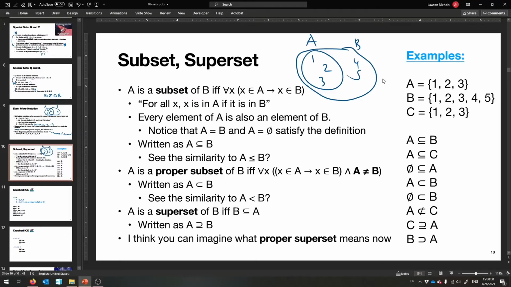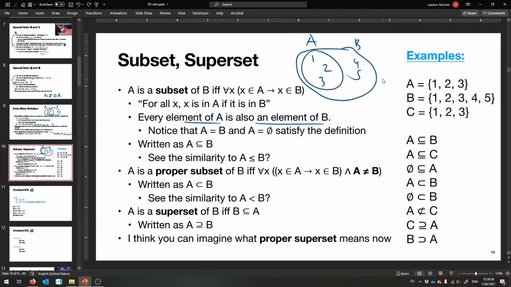And if you want to get all mathy, it's, okay, for all x, if x is in A, then it's in B. That's what it's saying. So yeah, if x is in A, then it must have been in B. If that's all true, then A is a subset of B. All right? It's just saying that every element of A is also an element of B. That's all it's saying. Notice, though, that just the way implication works, this also works when A is equal to B and A is equal to the empty set.